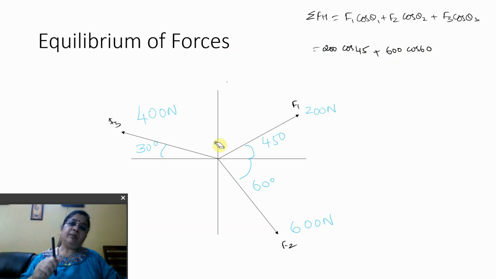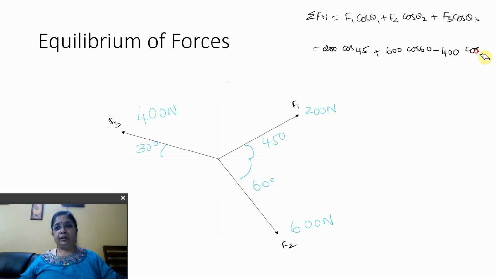Remember, we are speaking about vectors. So both F1 and F2 are in the positive x direction. What about F3? F3 is in the negative x direction. So what should I be writing? I should be writing F3 as minus 400 cos 30. Clear? So what will I get? I should be getting 95.01 Newton. I had already worked out, so I'm straight writing this value.